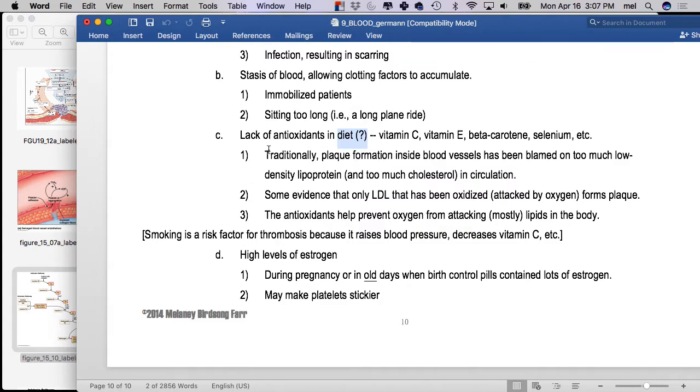And the reason I put it here is because this is super easy to do, and it wouldn't hurt you to have more antioxidants in your diet for like 5 other reasons anyway. So even though the evidence isn't very strong, there's really no negative to doing that. Okay, the other thing is smoking is a risk factor for 2 reasons.